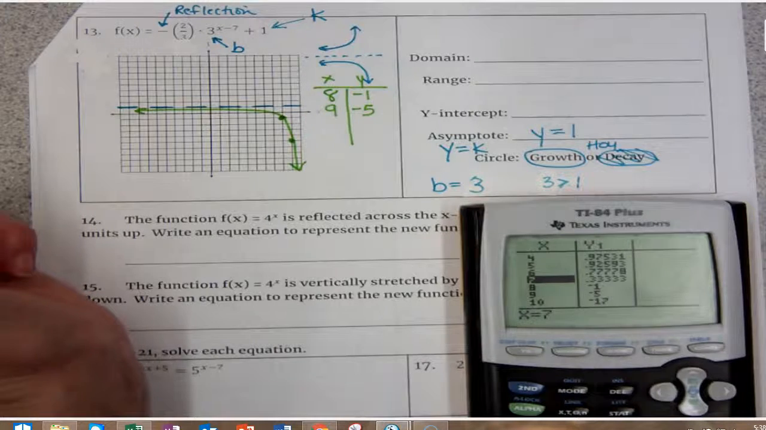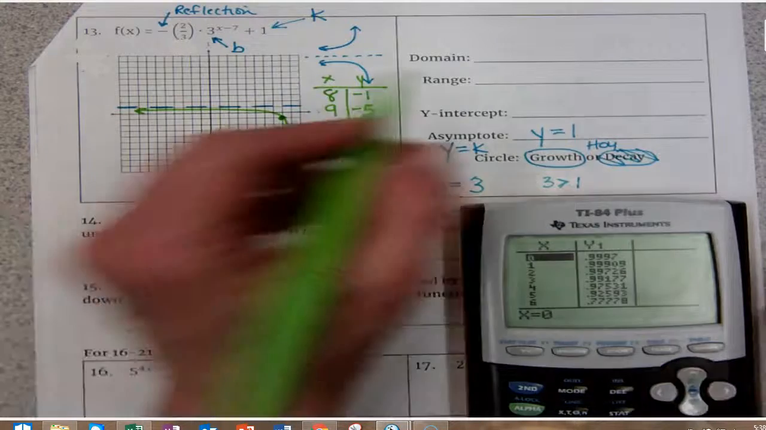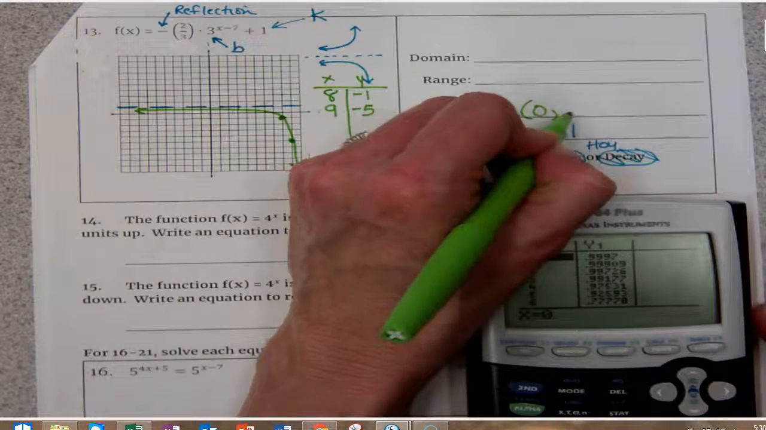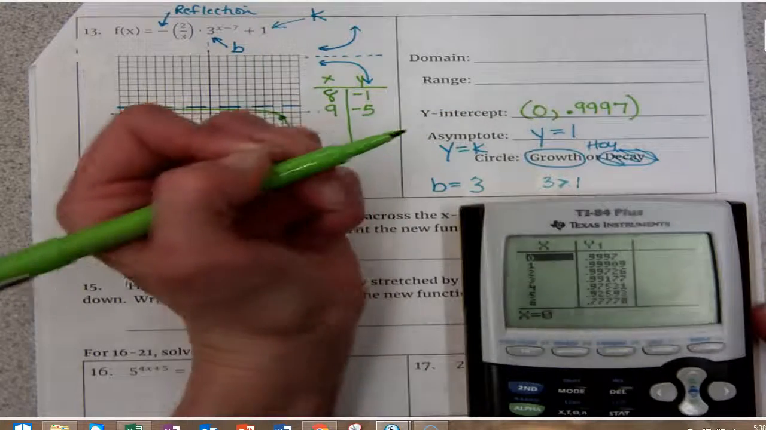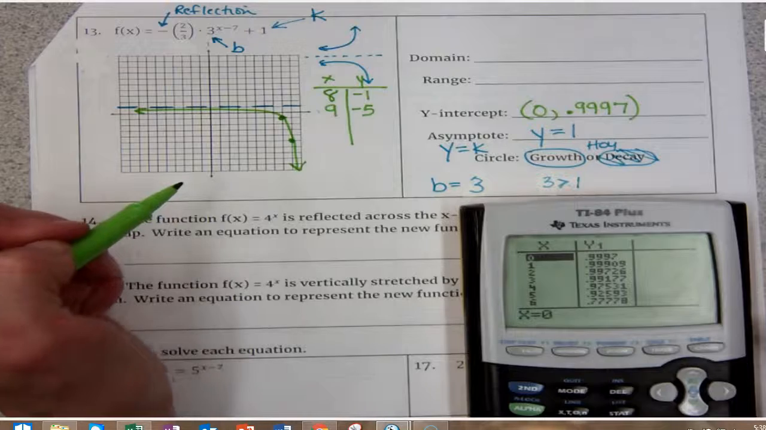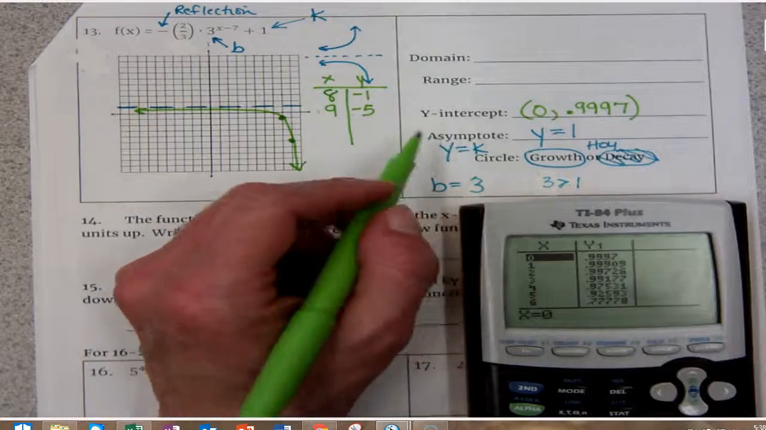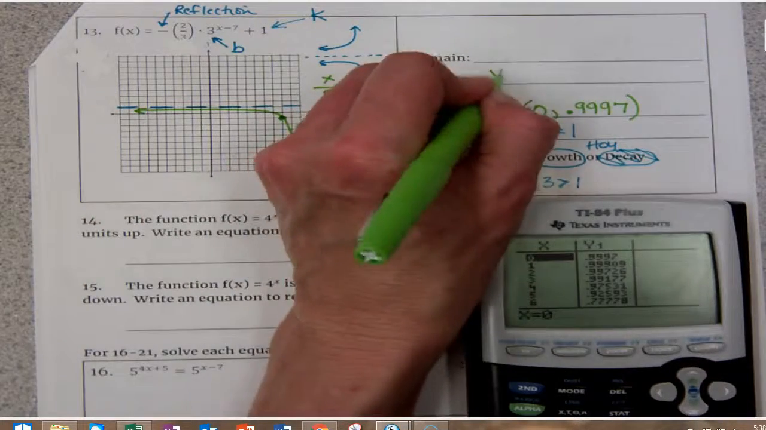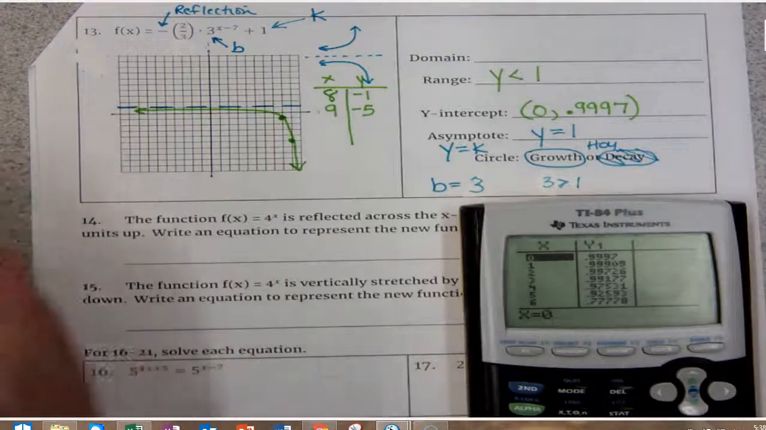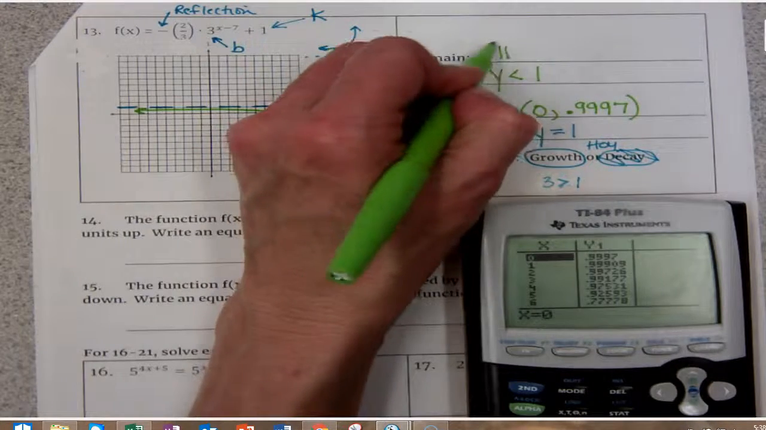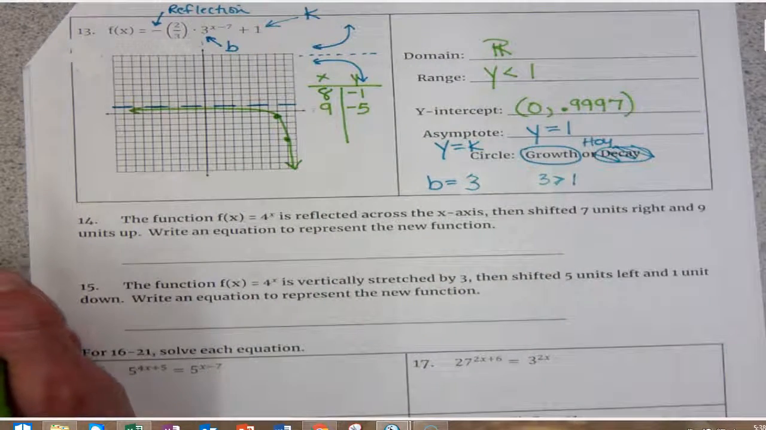So there you go. So to find my x-intercept, I'm going to go where x equals 0 and find 0.9997. Okay. That's almost 1, but not quite. My range is going to be y is less than 1. And my domain, again, all real numbers. Okay, hopefully that is understandable.